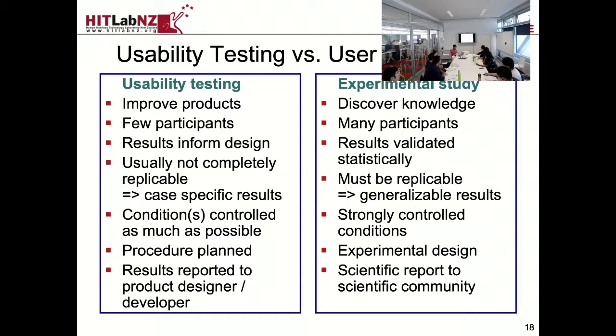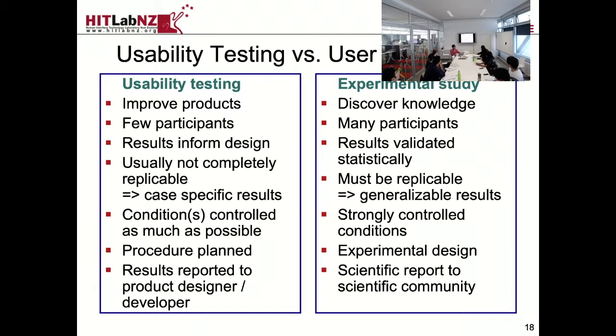Okay, so the results should be validated in a statistical way. We will talk about the stats 3 weeks later. And the experiment should be replicable, which means we want to find some generalized result. When we're doing the experimental study, the environment should be controlled very strongly. And then we do the experimental design, and the result should be reported to scientific communities.